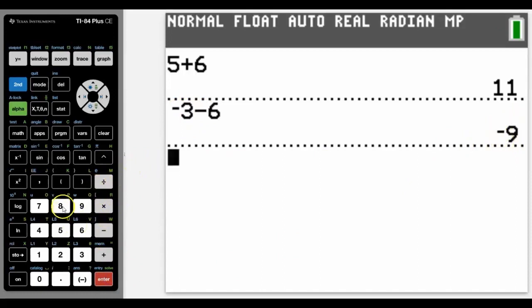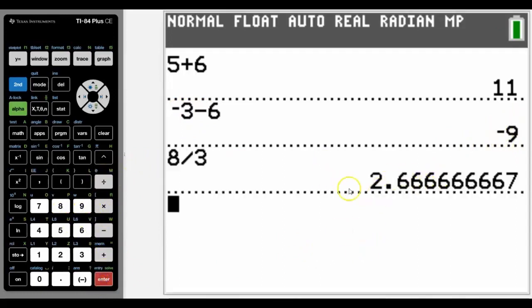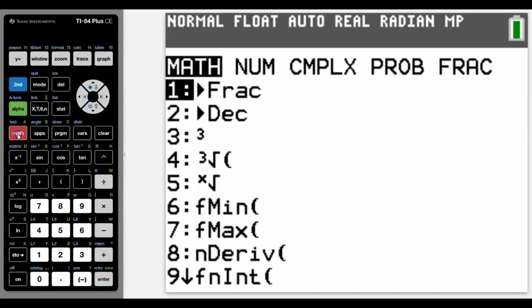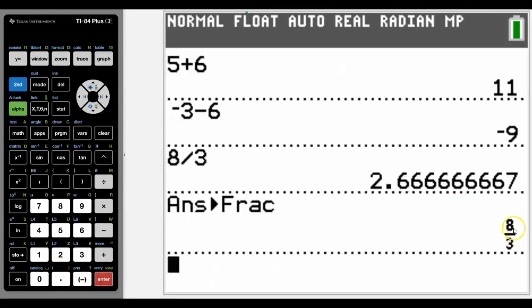Multiplication and division works the same, but with division we may want to do that as a fraction, and we may want to get that answer as a fraction. To convert that to a fraction, we can press the math button and it will convert it to a fraction for us. And now we can see it like that. But we can also enter fractions.